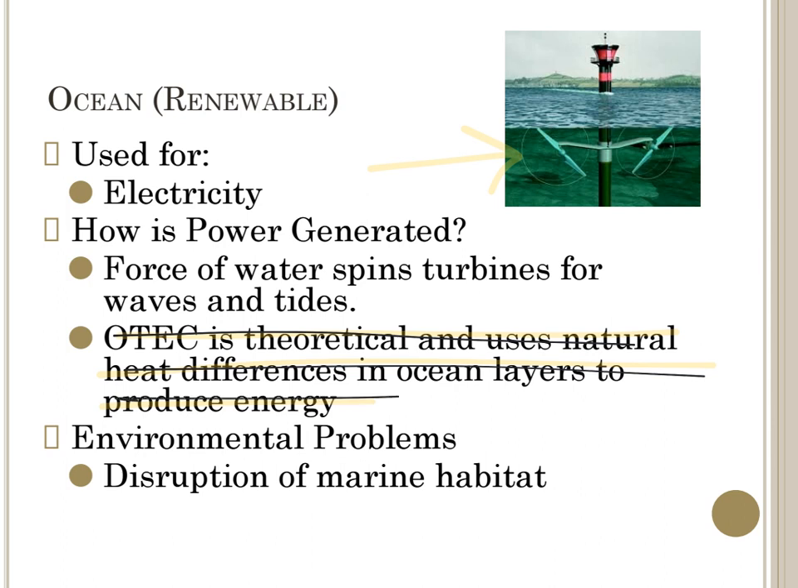So an environmental problem is disruption of the marine habitat. So if you've got migrating turtles trying to get by the turbines, that can be a problem, or fish swimming by them, or anchoring them in the bottom can disrupt the benthic habitat. Remember, benthic means bottom habitat.